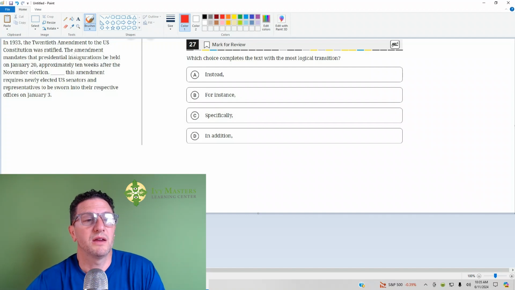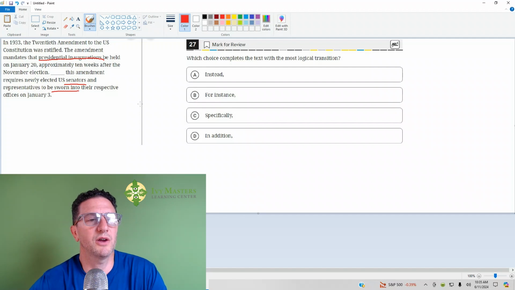So you first ask yourself, does it show similarity or difference? What comes before and after are similar. Now, yeah, there is a difference. We're talking about presidential inaugurations, and we're talking about U.S. senators being sworn in. In other words, their inauguration as well. So the difference there is presidential versus senators, but it's when they are beginning their term in office. So it's more similar than different. So we get rid of anything that shows difference, that's gone. And the remaining answer choices do show similarity.